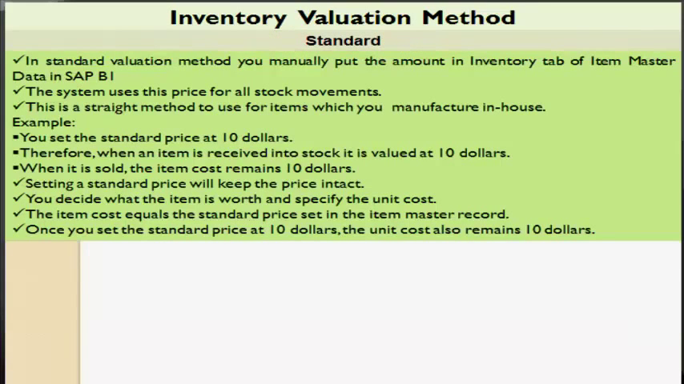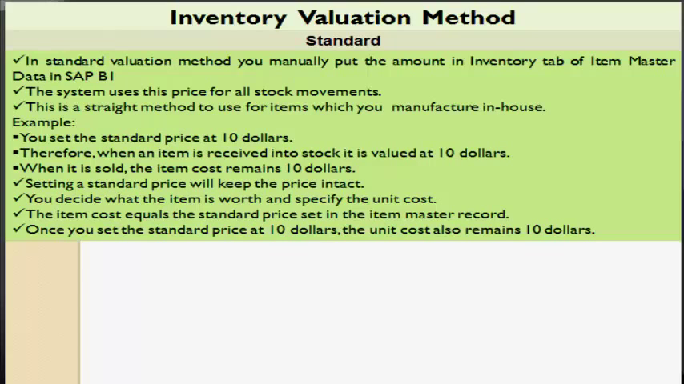The last of the methods is the standard method. In the standard valuation method, you manually put the amount in the inventory tab of item master data in SAP Business One. We will also visit the inventory tab in part B of item master data. The system uses this price for all stock movements. This is a straightforward method to use for items which you manufacture in-house.